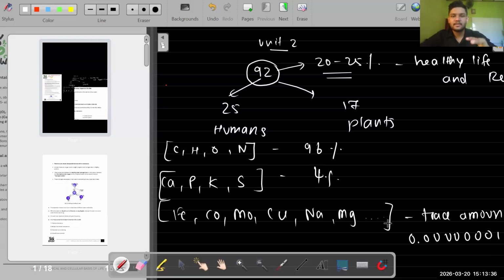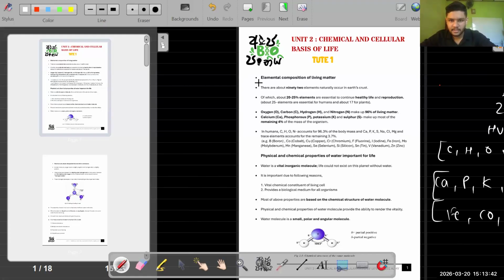This is what they give as an introduction under elements. The note speaks about this complete idea. There are 92 elements in our Earth's crust. 20 to 25% of elements are required for healthy life and reproduction. Among them, 25 elements are required for humans and 17 for plants. Oxygen, carbon, hydrogen, nitrogen cover 96% of living matter. Calcium, phosphorus, potassium, sulfur cover almost 4% in humans. This is a rough amount.